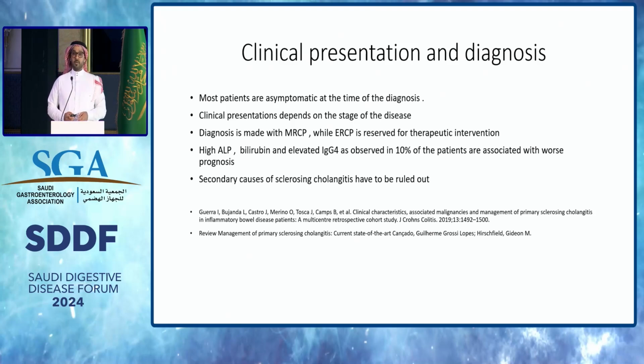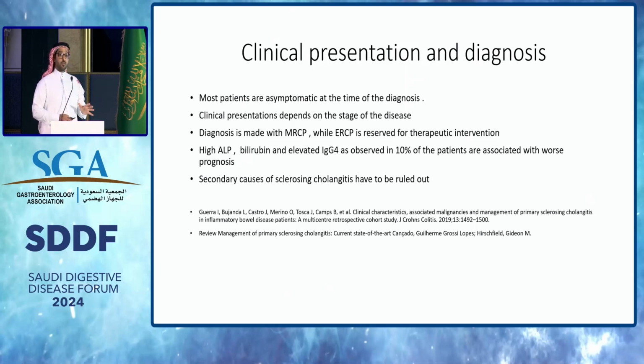Most patients are asymptomatic at the diagnosis, and if they have symptoms like PBC, it's going to be fatigue and pruritus. If they reach end-stage liver disease and significant fibrosis or cirrhosis, the picture is going to be mainly a picture of portal hypertensive complications. We know that the diagnosis is with MRCP. We know that high ALP, bilirubin, and elevated IgG4 level portend poor prognosis in patients with PSC.